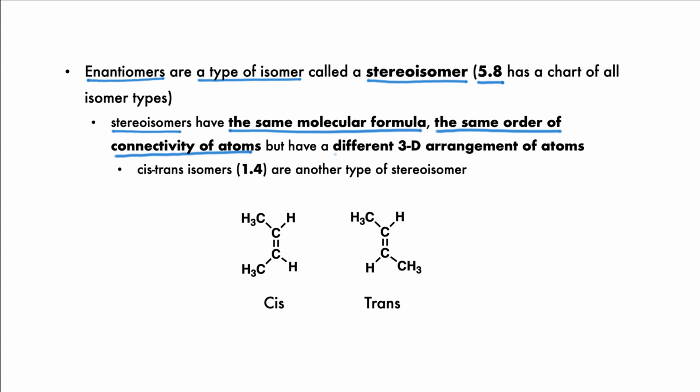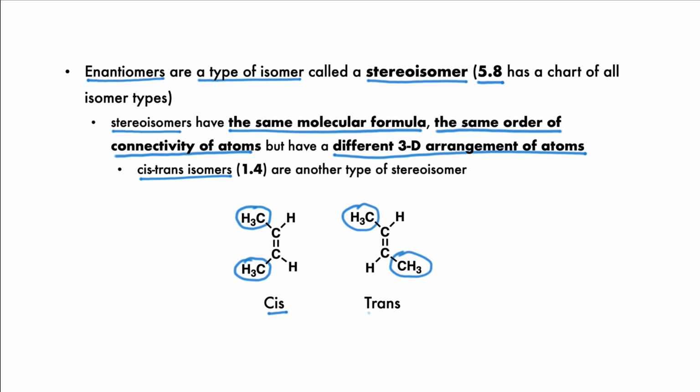Cis-trans isomers are another type of stereoisomer. Recall that cis-alkenes have groups on the same side of a double bond, and trans-alkenes have them on opposite sides.